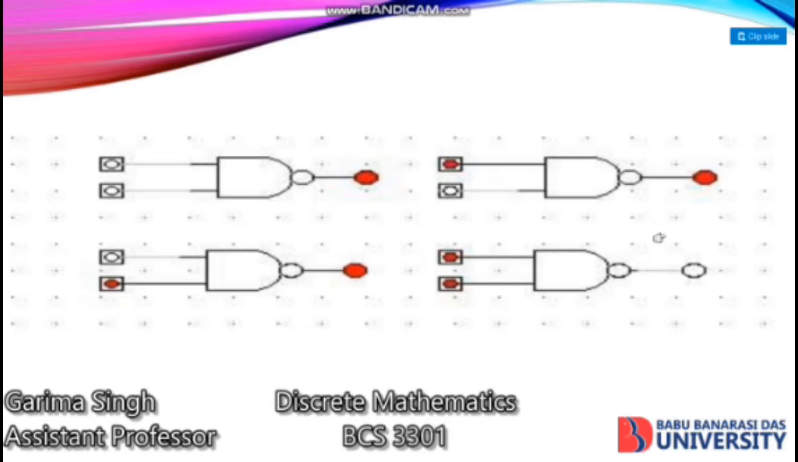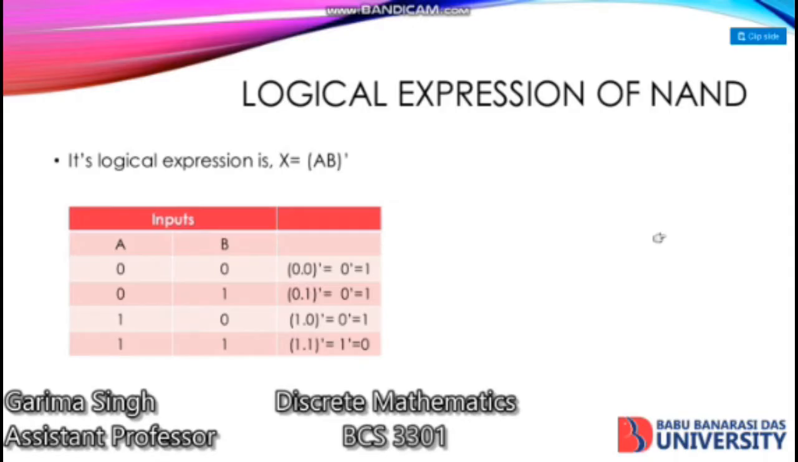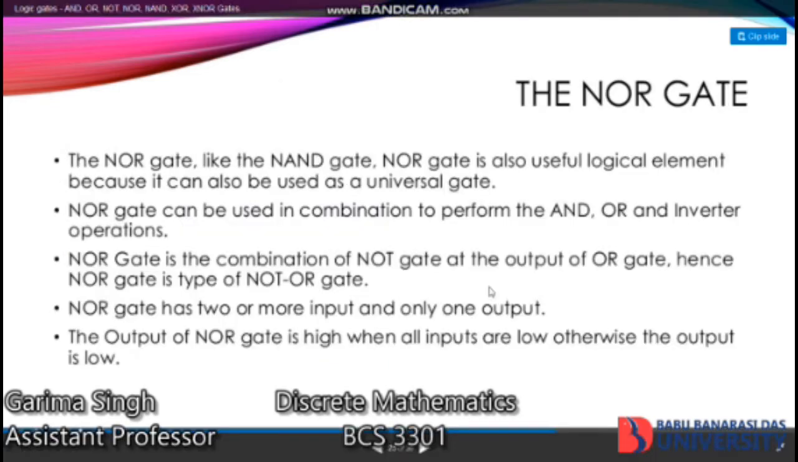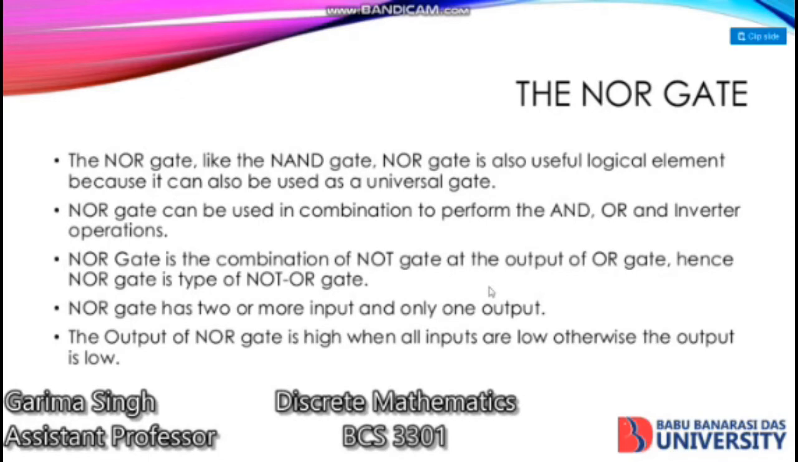This is the symbol. Logical expression of a NAND gate. It is basically a gate like the NAND gate. NOR gate is also useful. It is a very logical element because it can also be used as a universal gate. NOR gate can be used in combination to perform the AND or AND invert operation. NOR gate is the combination of NOT gate at the output of OR gate. Hence, NOR gate is the type of NOT OR gate.